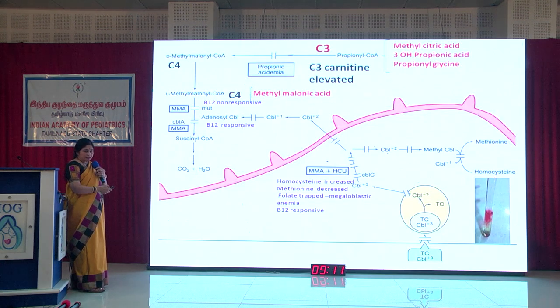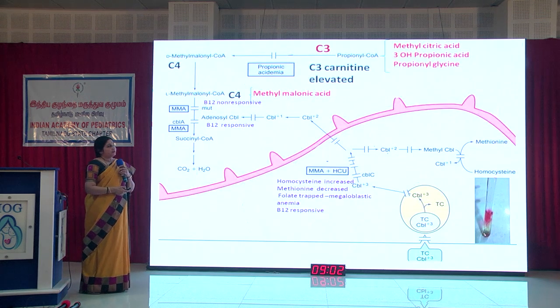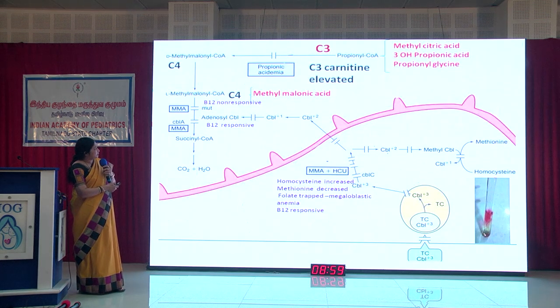So on TMS you have seen C3 is increased, right? So how do you differentiate? We cannot differentiate whether it is due to deficiency of this enzyme or this enzyme. So further you have to do GCMS, urine GCMS. What will you get? When there is propionyl CoA carboxylase deficiency, all these organic acids are excreted in urine. And when there is a defect here, along with these, you find methylmalonic acid excretion also. So this is how you differentiate. On TMS, C3 carnitine level is increased and you have to do GCMS to confirm.